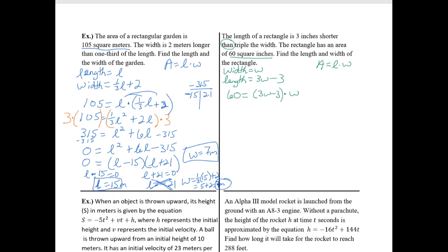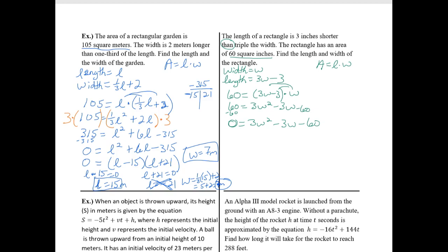Again, I have to start by distributing this W to get rid of those parentheses. So 60 equals 3W squared, and then minus 3W. Just distributing that in. I want to keep this highest degree, the W squared, positive. So I'm going to subtract that 60 over to both sides. So now it will be set equal to 0 equals 3W squared minus 3W minus 60.